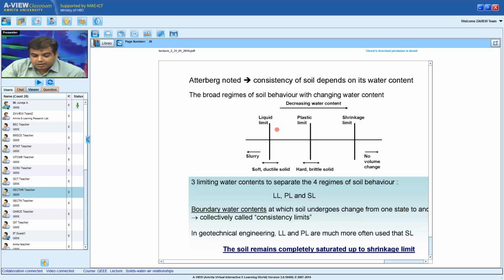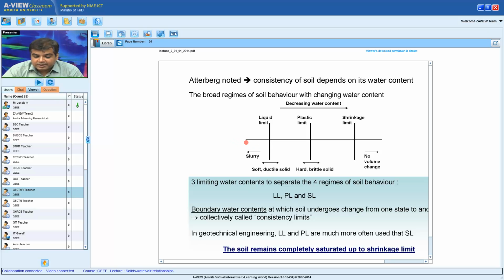So let's look at the left hand side first, where the water content is high. Remember, high water content means the soil behaves like slurry. It's easy to flow, it just flows. If I throw a bucket of slurry on the ground, the soil will flow. That's high water content for us.